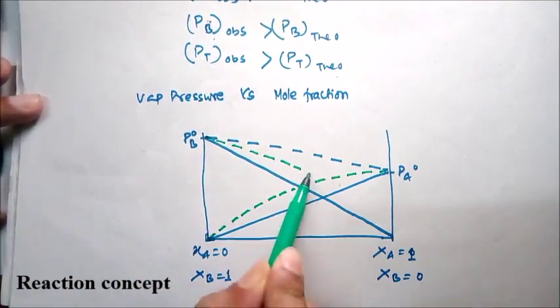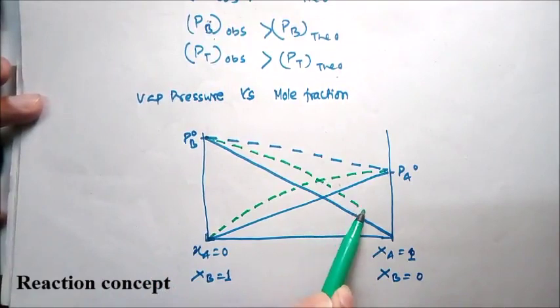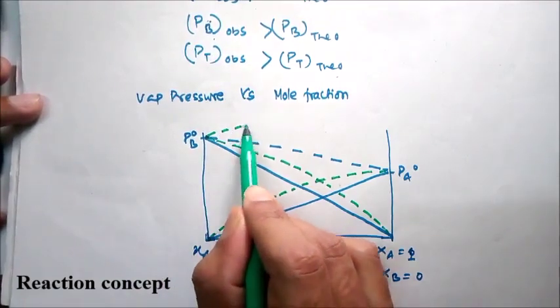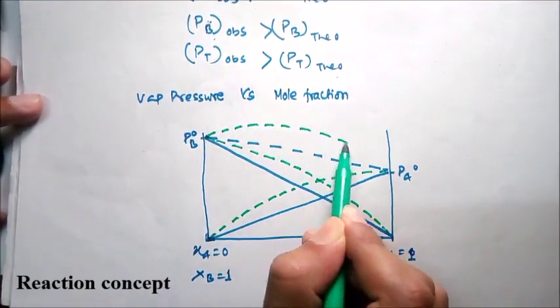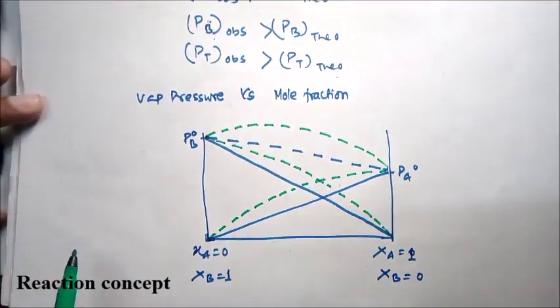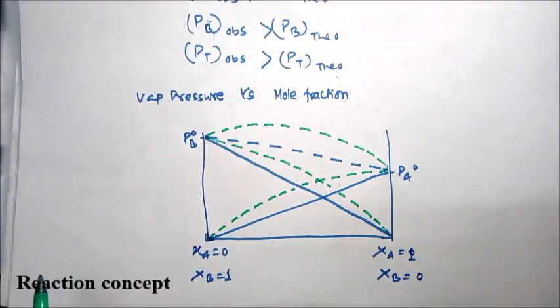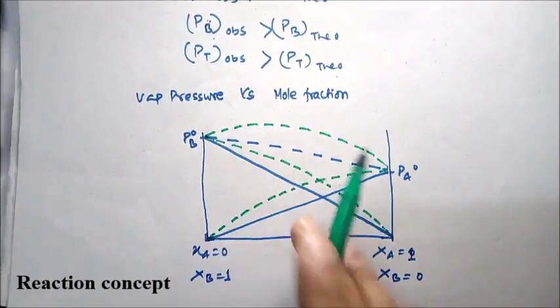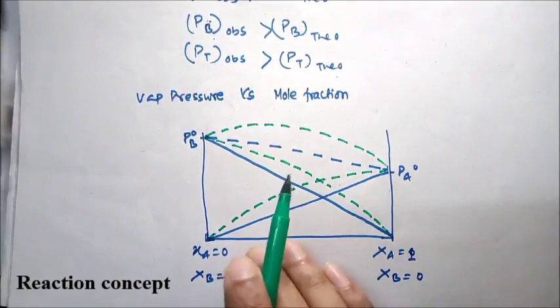For B also, the vapor pressure is greater than the vapor pressure of the theoretical value. In this case also, the total pressure has some greater value than the theoretical value. This would be the graph for non-ideal solution having positive deviations. Now we'll see why it is happening in case of non-ideal solution, the reason behind this phenomenon of positive deviation.